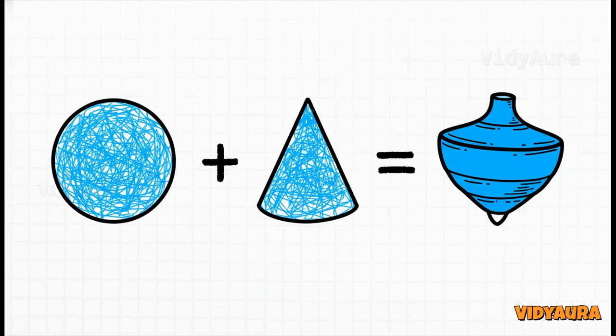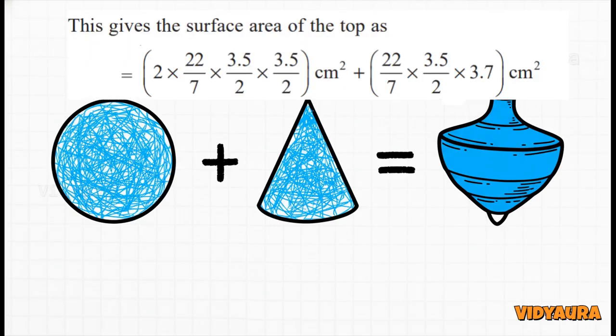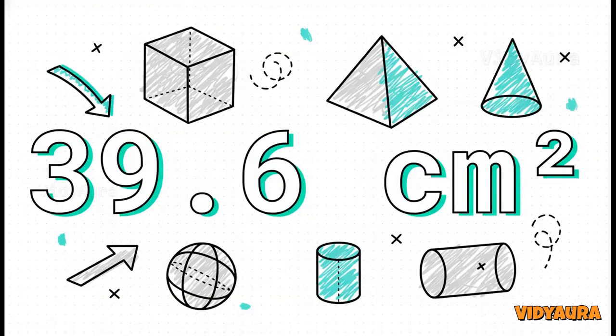Okay, this is it, the final step. Remember our plan from the beginning? We just need to add our two pieces together. We take the area we calculated for the hemisphere, and we add the area we just calculated for the cone. That's going to give us our grand total. And there it is. The final answer is 39.6 square centimeters. That's the total area Rashid has to paint.